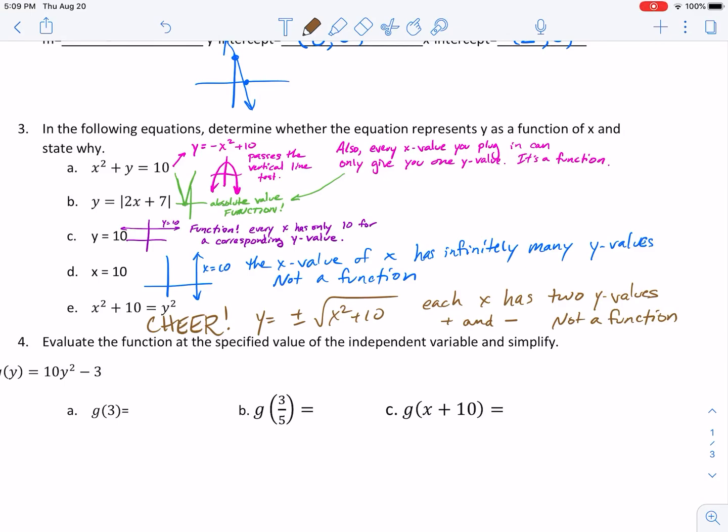All right, howdy everybody. I'm ending my day sitting on my little patio and working math problems.